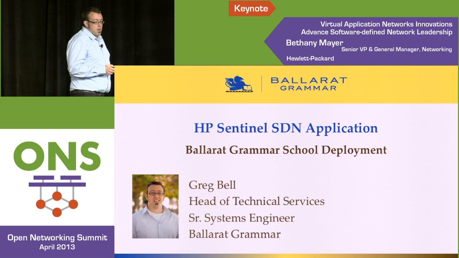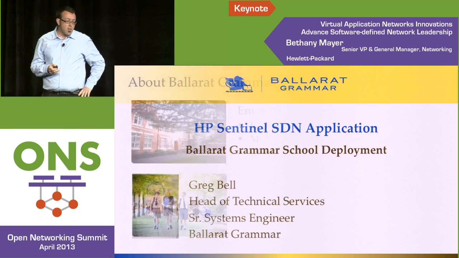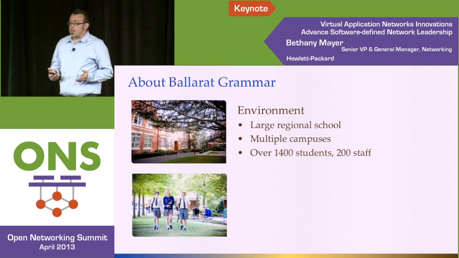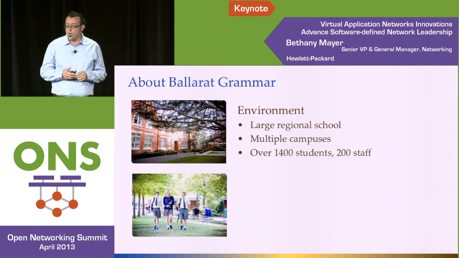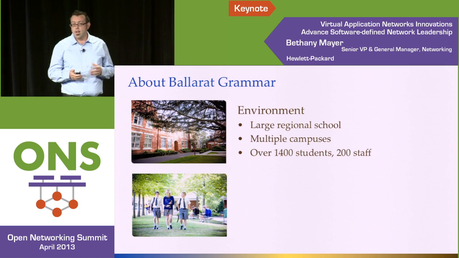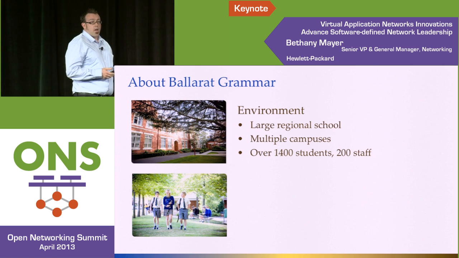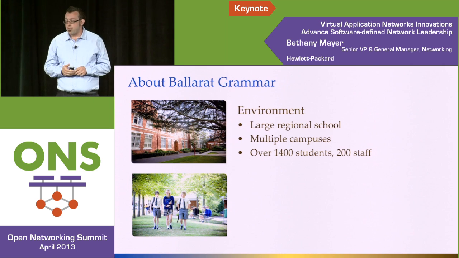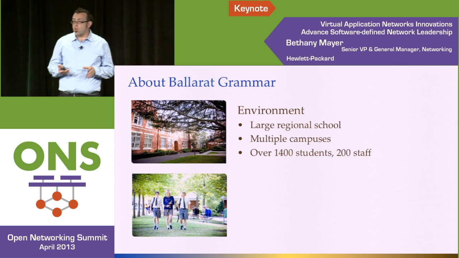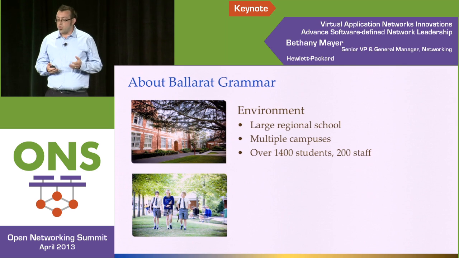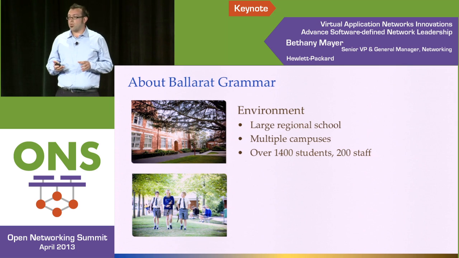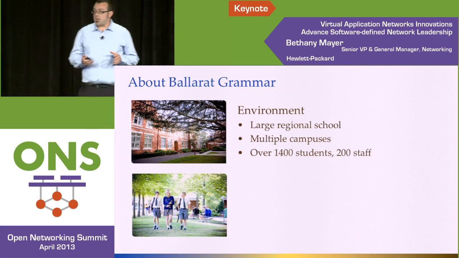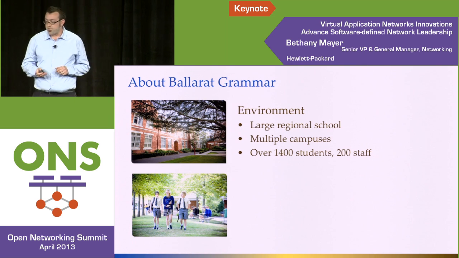I'm from Ballarat Grammar School in Australia, and I'd like to begin by telling you a little about our school. Grammar is a large regional school in Australia. We have 3 campuses. We have our city campus in Melbourne, we have our farm for agriculture studies, and we have our main campus in Ballarat. We have around 1,400 students, and we have 200 staff, and 250 of our students are boarders who live on campus, and the school is their home during the school year.